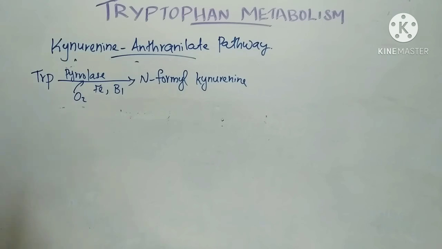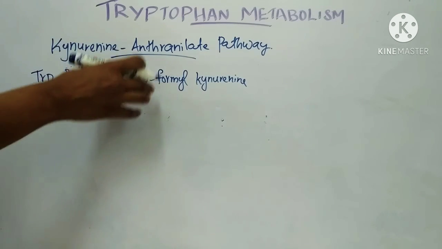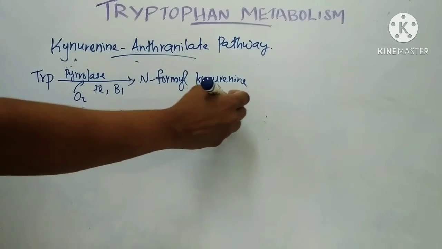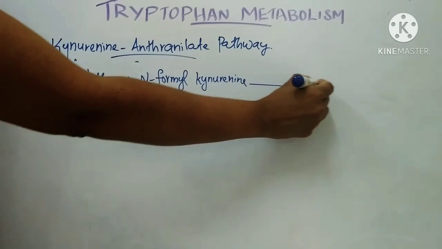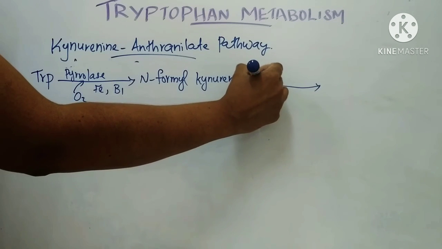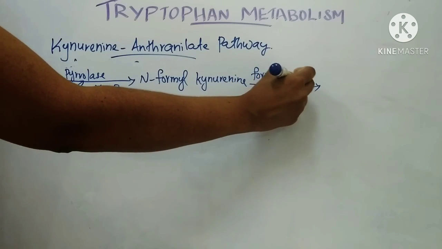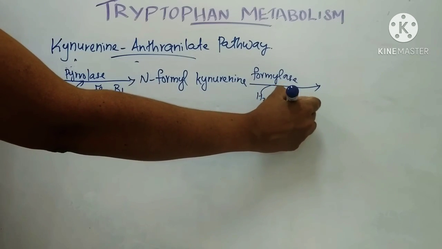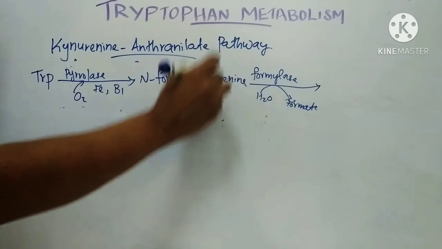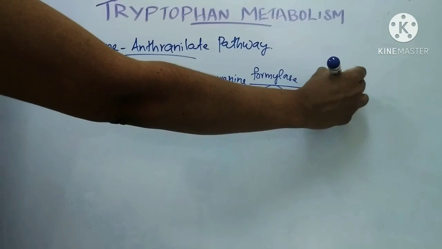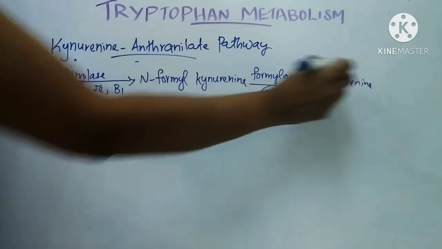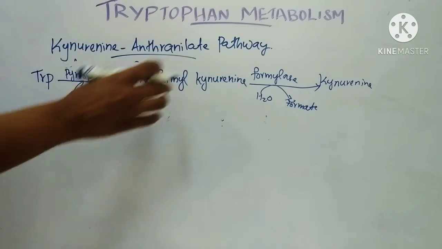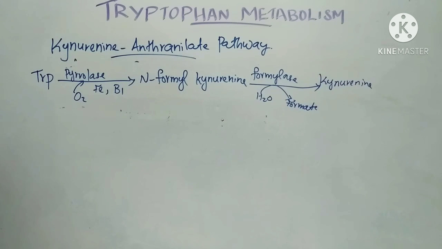Then the second step is the conversion of N-formyl kynurenine to kynurenine by the enzyme kynurenine formylase. One molecule of water is added, formate is released, and it forms kynurenine. This is the second step.